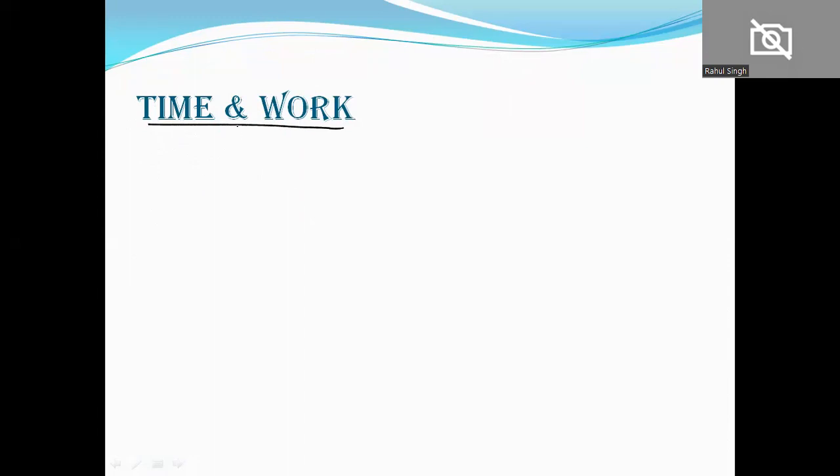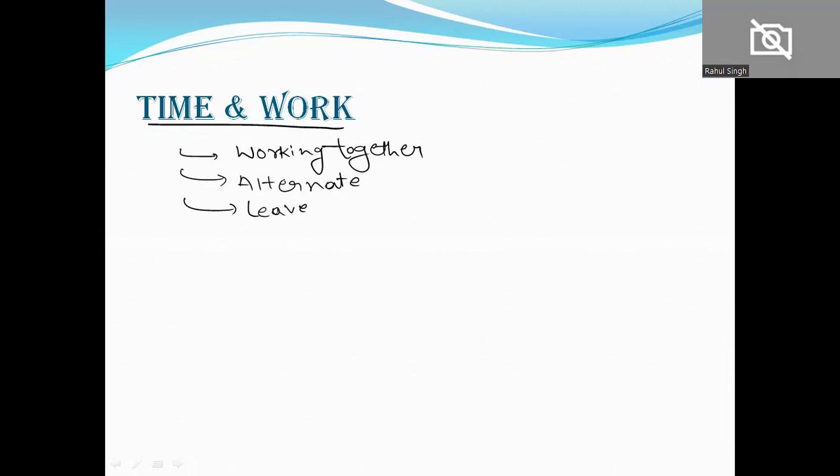Let's start. First of all, let's talk about the types of questions they ask in this chapter. They are working together, which we'll discuss next, alternate working, where people come on alternate days to work, or someone leaves in the middle, a kind of leaving job. So these are three types of questions they ask in general, and then there is an MDH question, which is also easy. Alright, now what are the ways to solve this?